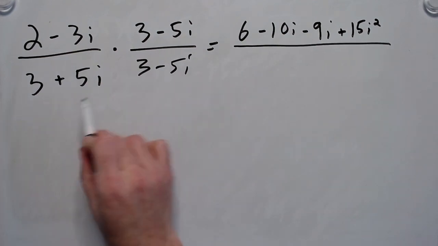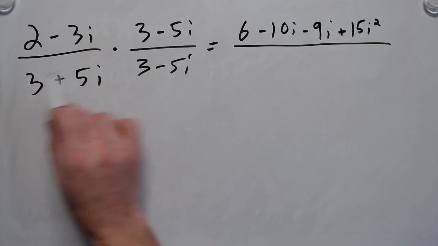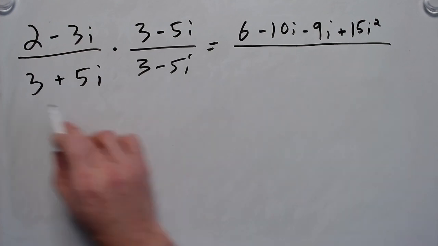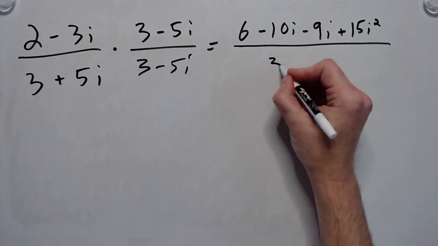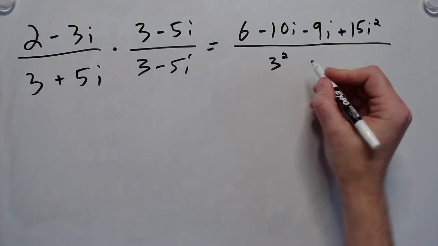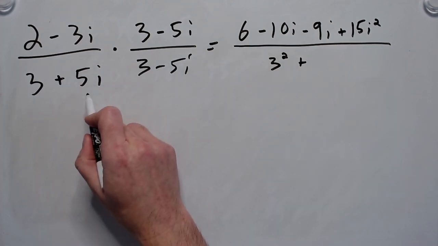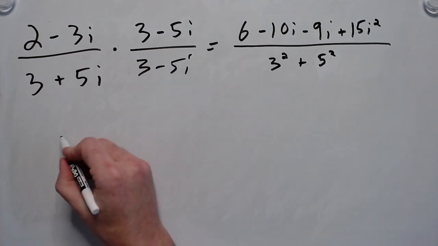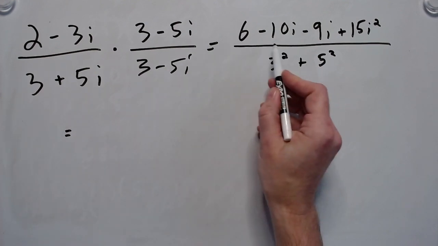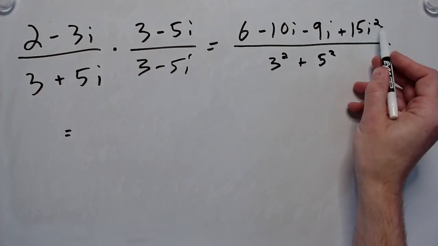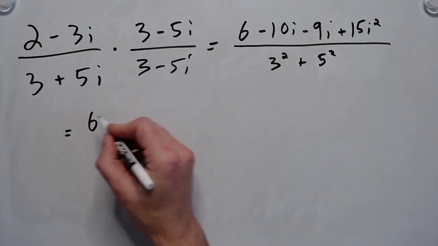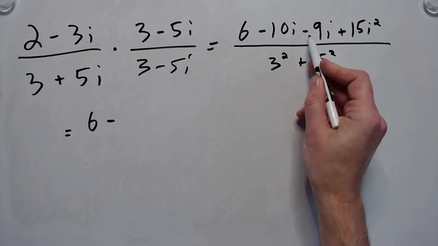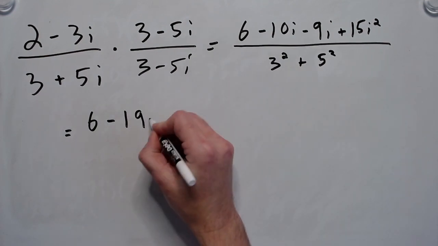Now we're going to use this a squared plus b squared trick again because we're taking a complex number and multiplying it by its conjugate. So it's going to end up being a squared plus b squared. a squared, I'm just going to write it down as 3 squared, which is the a, plus the b squared, which is 25, 5 squared. So slide all this over here. We have 15i squared, which is going to be a negative 15. We'll combine these like terms. So negative 10i minus 9i is minus 19i.